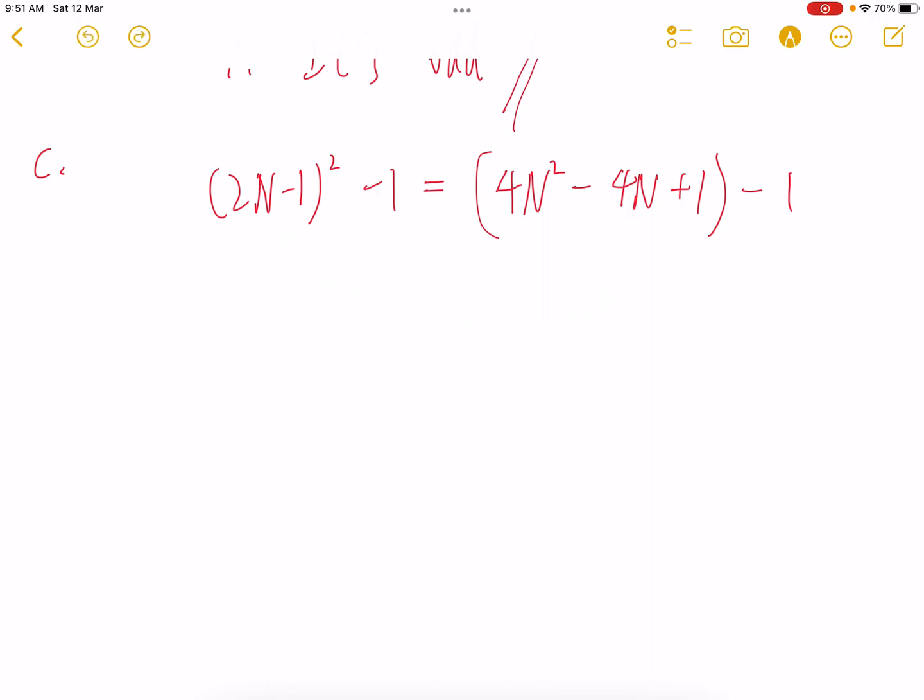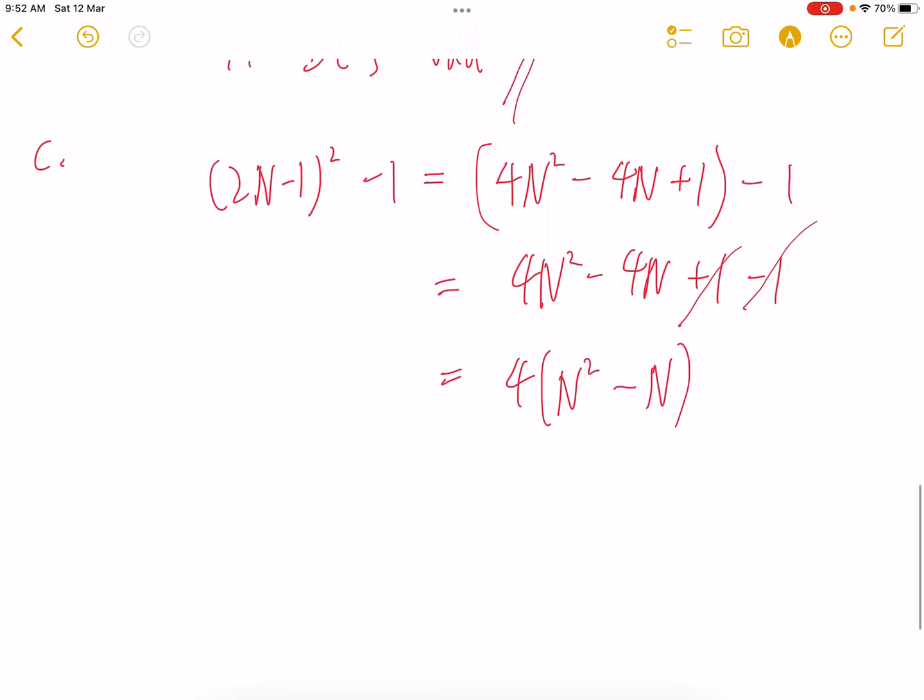I just get rid of the square by distributing the terms, and now we can get rid of the brackets, right? Minus 4n plus 1 minus 1. And well, because you all know that 1 plus 1 equals 2 and 1 minus 1 equals 0, so you probably know what this is. Plus 1 and minus 1 cancels out, and you see we both have a 4 at the front, so I'll just factor that.